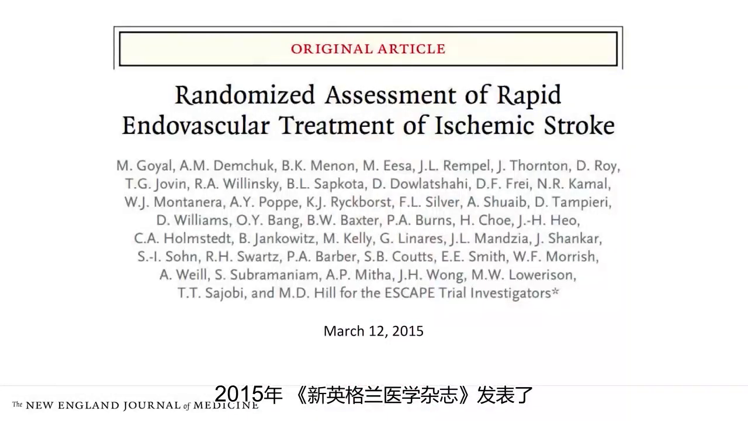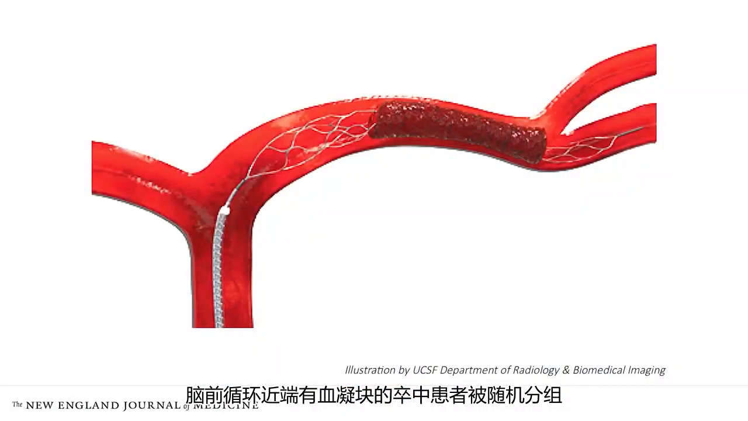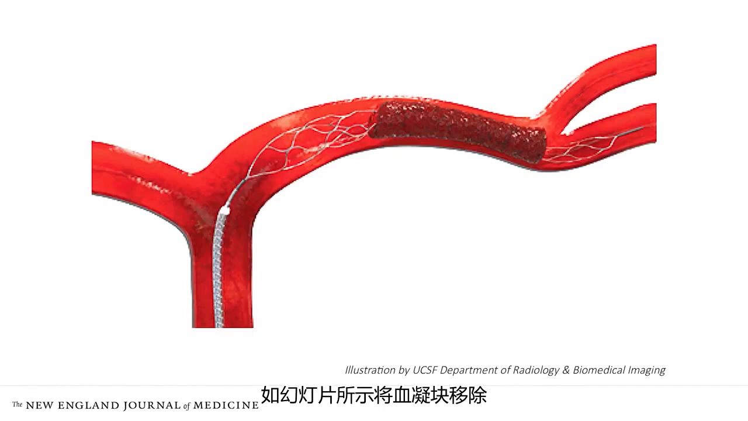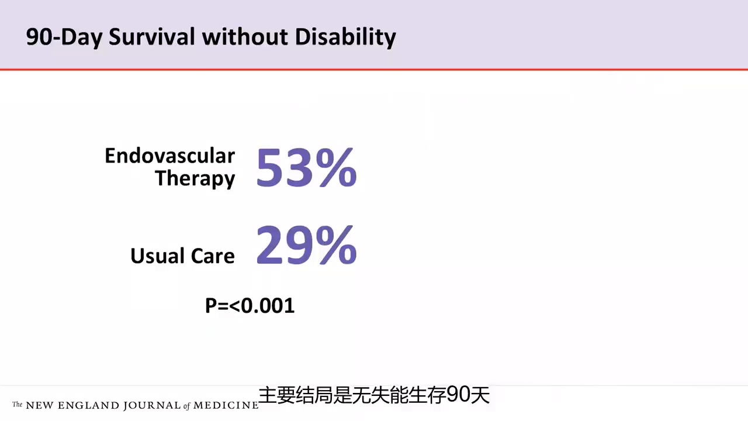In 2015, the New England Journal of Medicine published this report of a randomized trial of endovascular treatment for stroke. Patients who were suffering a stroke and were found to have clots occluding their proximal anterior cerebral circulation were randomized to usual care or to endovascular therapy, where the clot was retrieved and removed as shown on this slide. The primary outcome was survival to 90 days without disability.